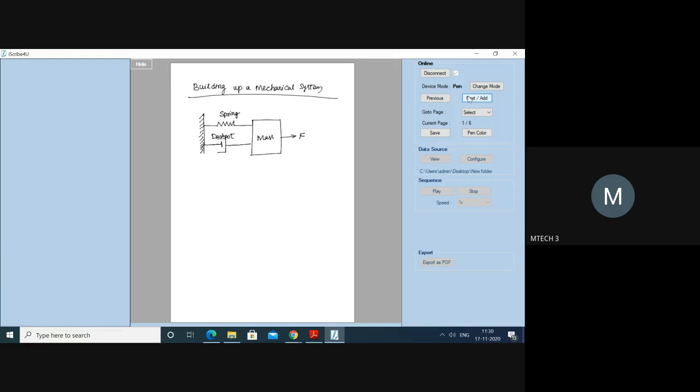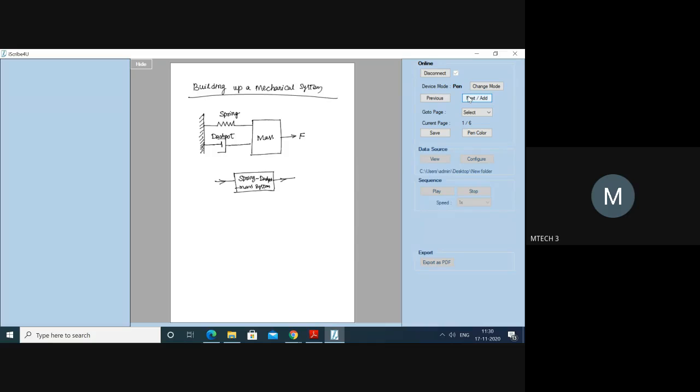Now, what is this diagram? What system is it? It's a spring, dashpot, and mass system. Generally, we call it a spring mass dashpot system. Are you understanding? The diagram shows the spring mass damper system. What is the input for this system?